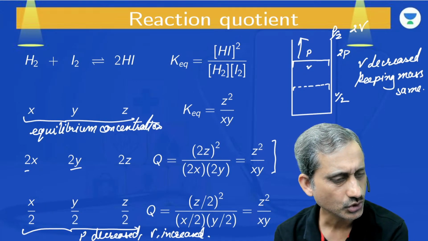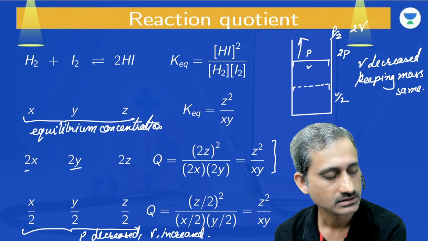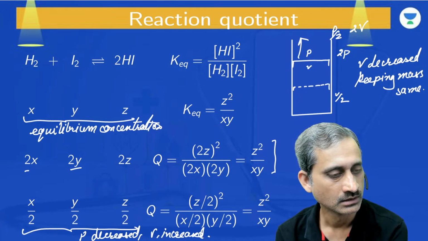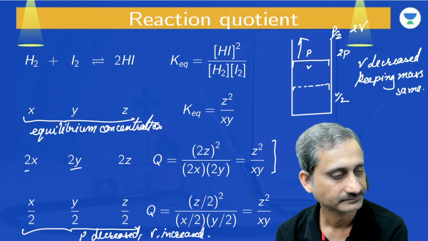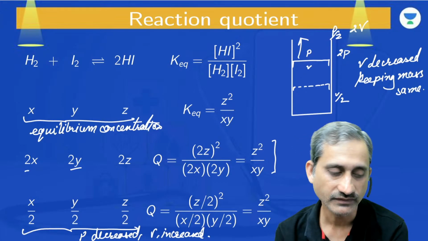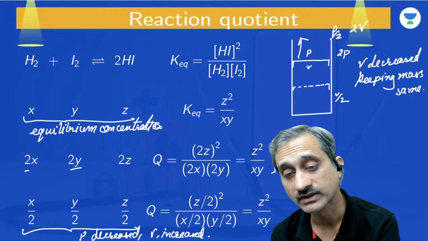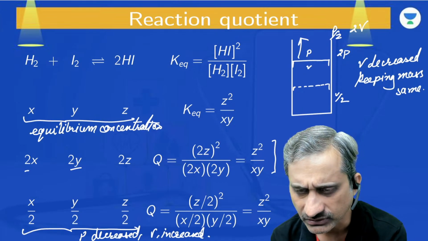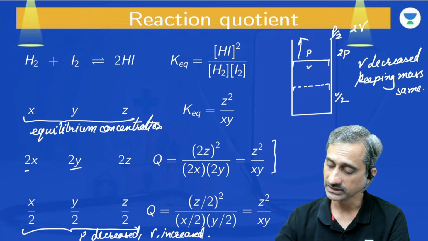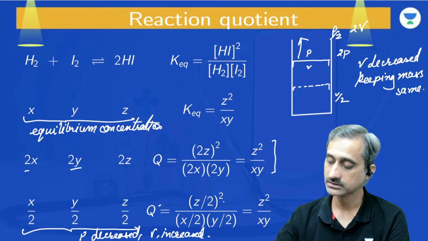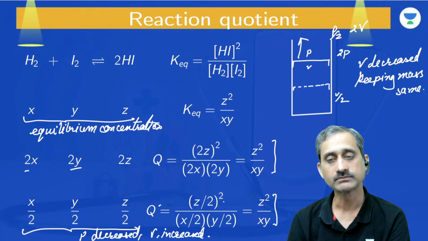Overall energy or overall mass? Increase in pressure does not affect the equilibrium. Now let's talk about what happens when we decrease the pressure. Decrease the pressure, we make the concentrations half. If we make the concentrations half, then the Q is this, and we find that Q is again the same.